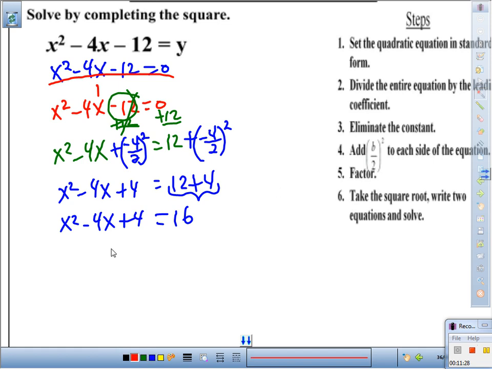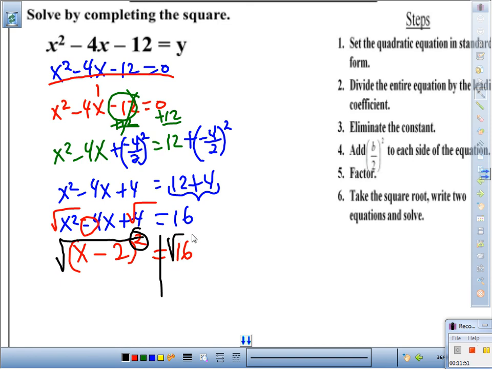Next, factor. Shortcut, what was it? Square root of the first, x. Square root of the last, 2. Use the sign of the middle term, minus, and write it as a square, equal to 16. From there, we're ready to start solving for x. So therefore, how do I cancel this square? Take the square root. Whatever we do to one side, we do to the other. We're left with x minus 2 equals plus minus 4.